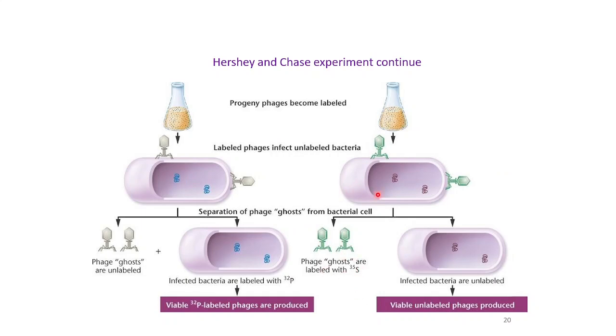Okay, so the phage ghosts you see over here are labeled with S35, so its structure contains that S35. Okay, and the material over here is unlabeled, and from outside you see it's labeled because the covering contains the sulfur group, and this sulfur group is labeled, whereas when you are labeling the genetic material, it's infecting the bacteria, so it's transferring or putting its genetic material into the bacteria. You see, you find labeled phosphorus.